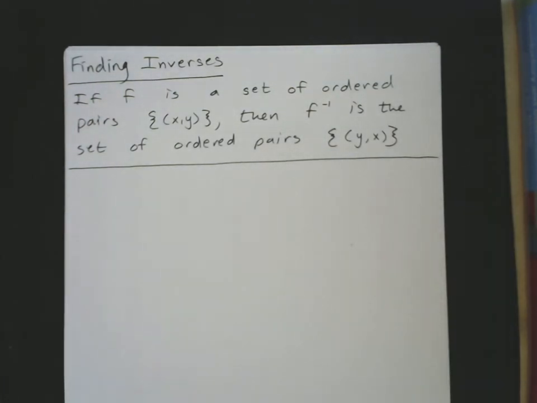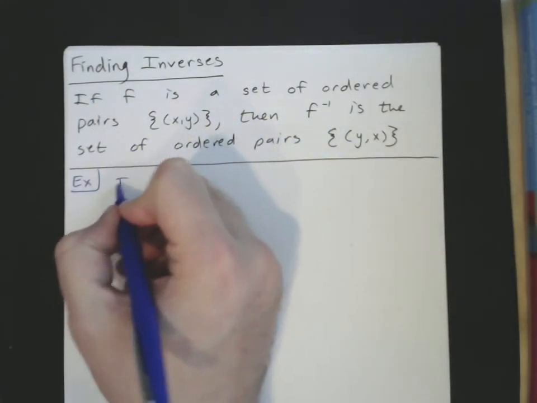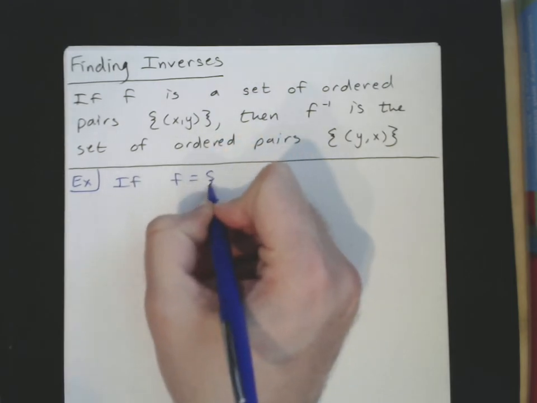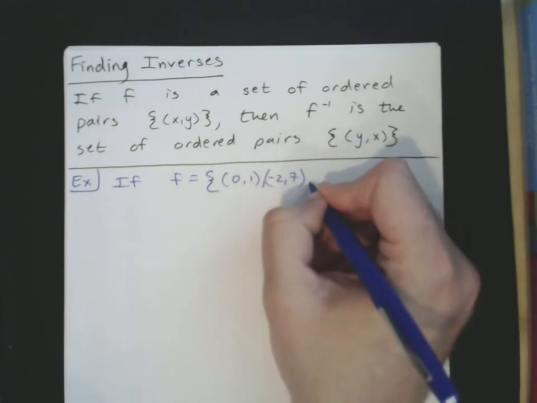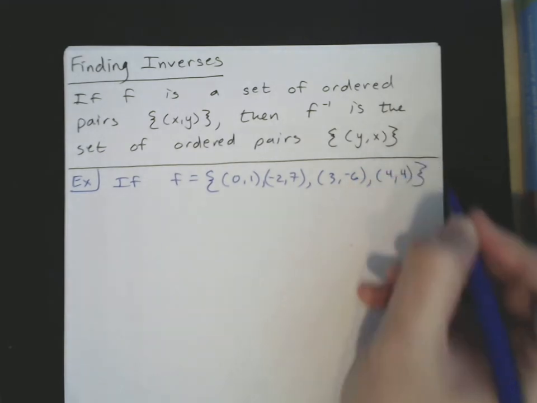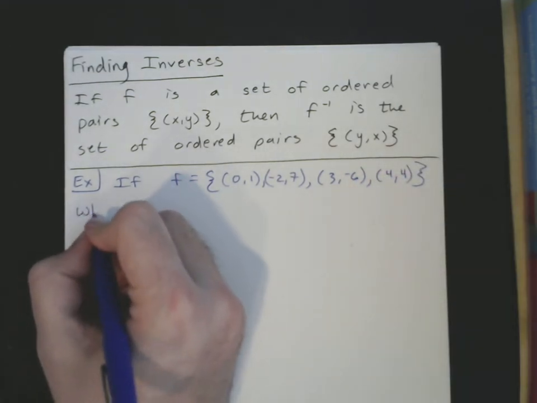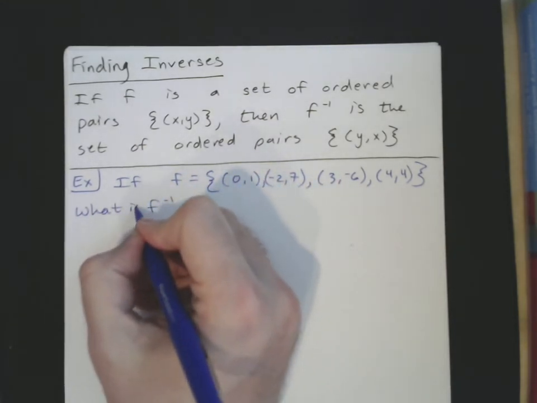Now, as we'll see for the rest of this section, this is true no matter what type of function representation we have. So let's start with ordered pairs like we did in the initial example for one-to-one functions. So let's say f is the set of ordered pairs (0, 1), (-2, 7), (3, -6), and (4, 4). And we want to know what f inverse is.